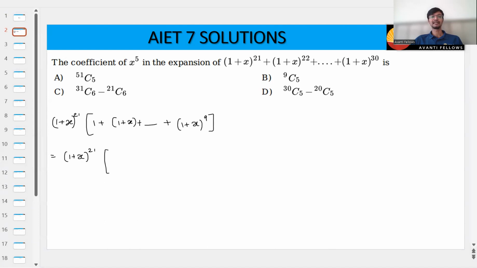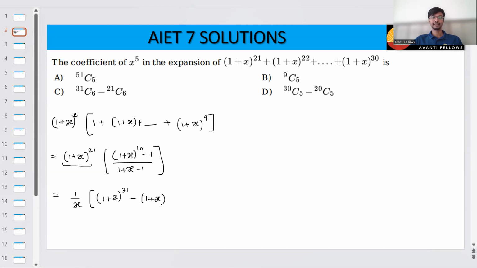So here the number of terms are 10. So it will be (1 plus x) to the power 10 minus 1 upon 1 plus x minus 1. As we can see here easily, 1 and 1 will get cancelled. And as soon as 1 and 1 get cancelled, I can simplify it as 1 by x. I'm multiplying this term with the bracket. So I'll get (1 plus x) raised to the power 21 plus 10, 31, minus (1 plus x) raised to the power 21. Now we want coefficient of x raised to the power 5. So if I try to write it in simple form, I can write it as (1 plus x) raised to the power 31 upon x minus (1 plus x) raised to the power 21 upon x.